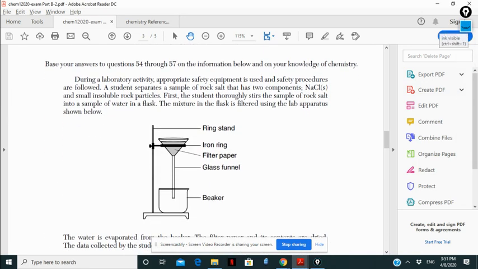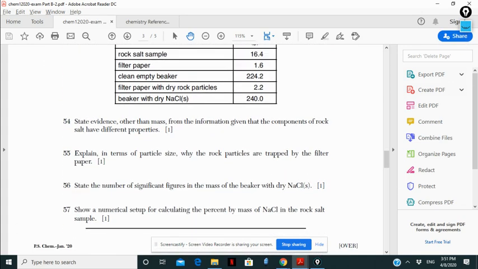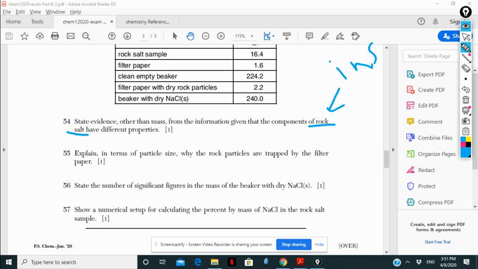Now I'm going for questions 54 to 57. So we have again a story. I don't care about the story. I'm going right away directly to the question. State evidence, other than mass, from the information given that the components of the rock salt have different properties. Components of rock salt. So we know rock is insoluble in water, while salt is soluble in water. That's why I can use filtration.